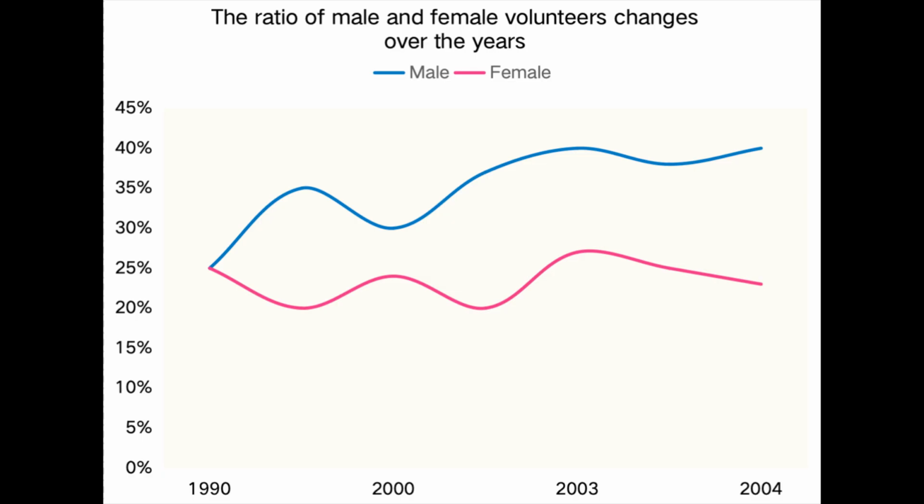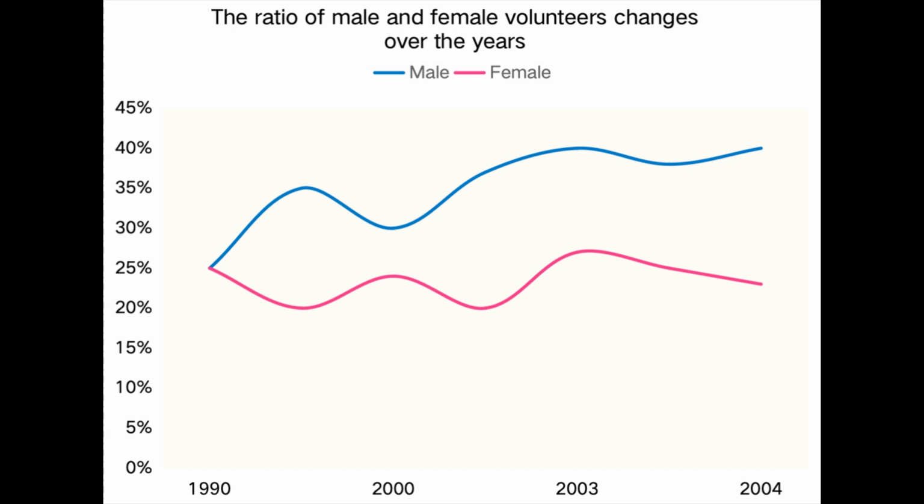The following graph gives information about volunteer work. The items include male and female. The horizontal axis is year, ranging from 1990 to 2004. According to this graph, in 1990, the value of male is around 26, the same as female.